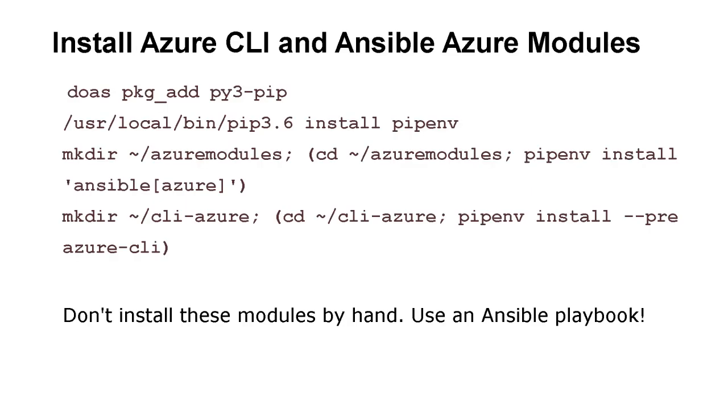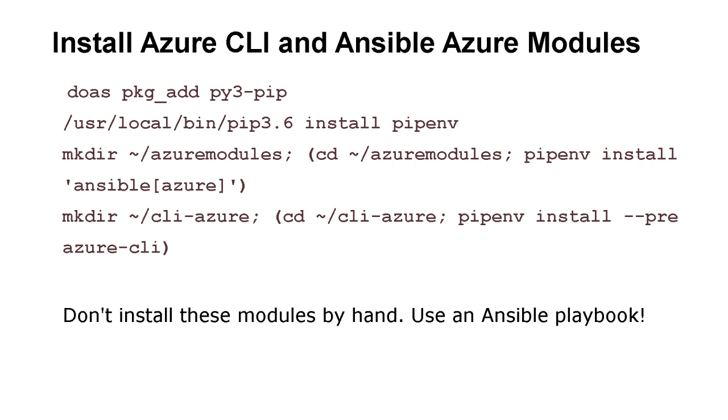Install the Python pip package and use it to install pipenv. This is a Python utility that allows you to install multiple Python packages in different directories, and it's really useful when you have two different Python utilities with incompatible or contradictory prerequisites. So I make two directories, one called Azure Modules, and I run pipenv install ansible azure inside it. The other I call CLI Azure, and I install azure-cli into it.